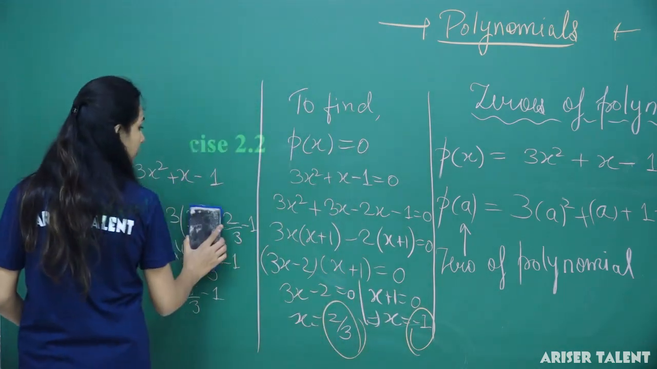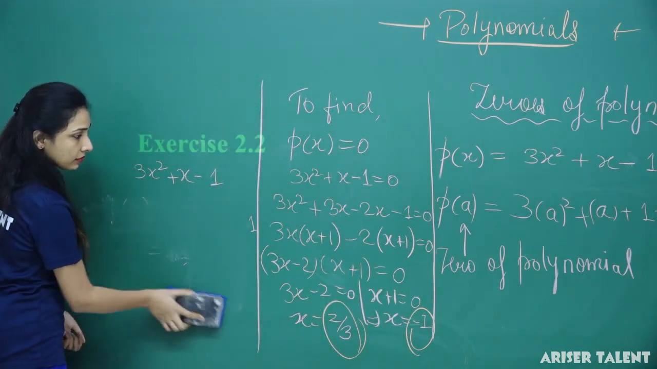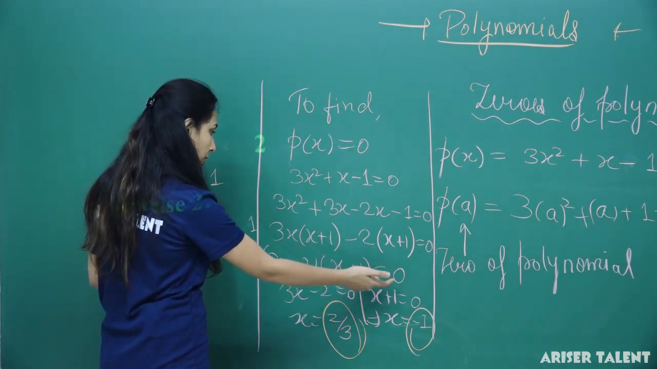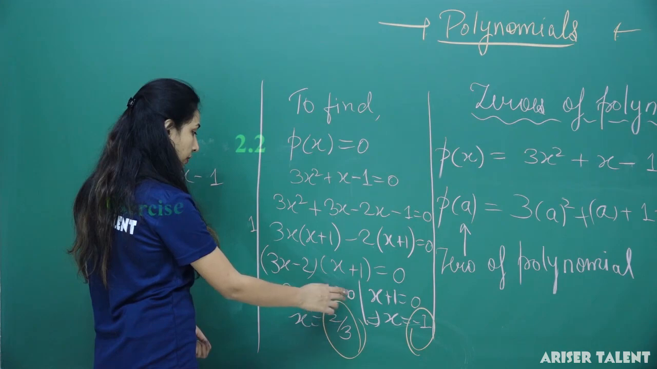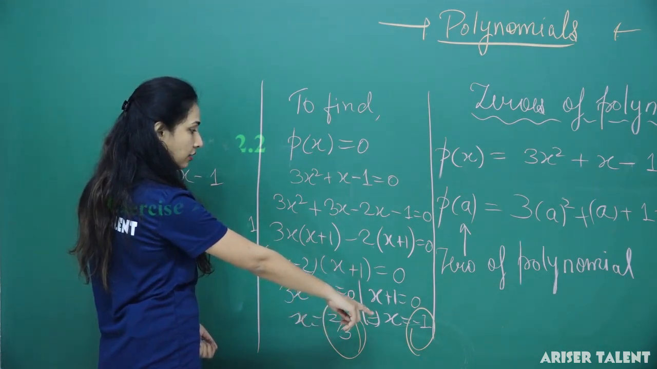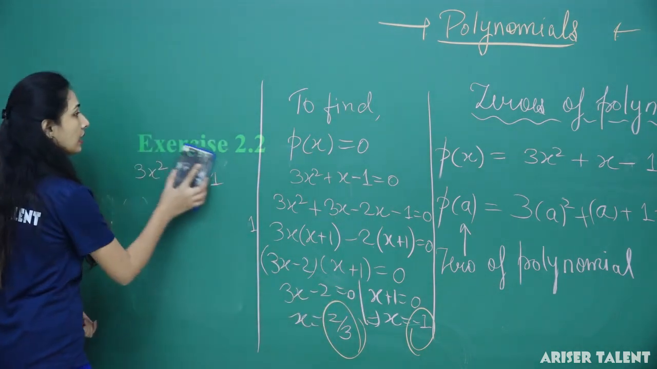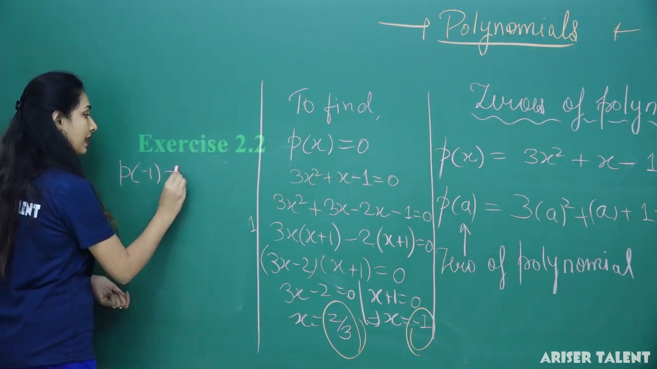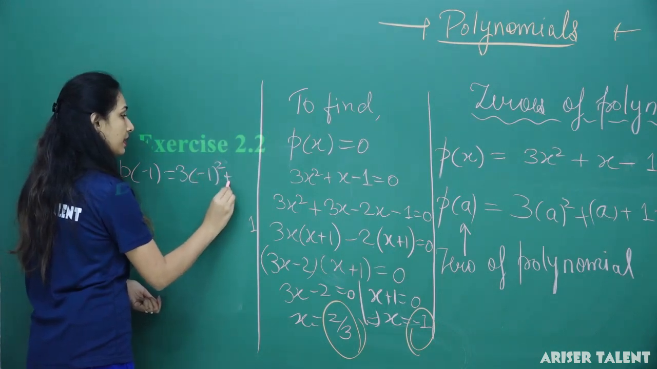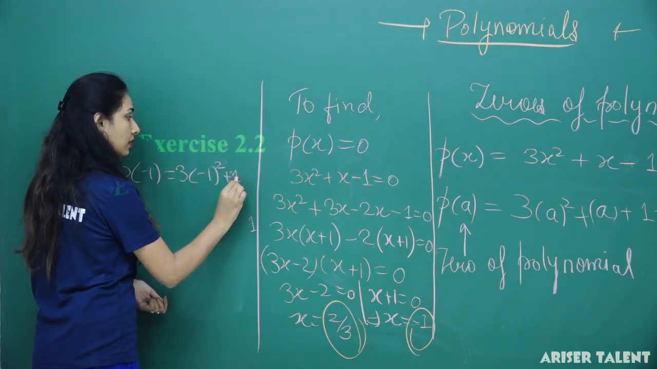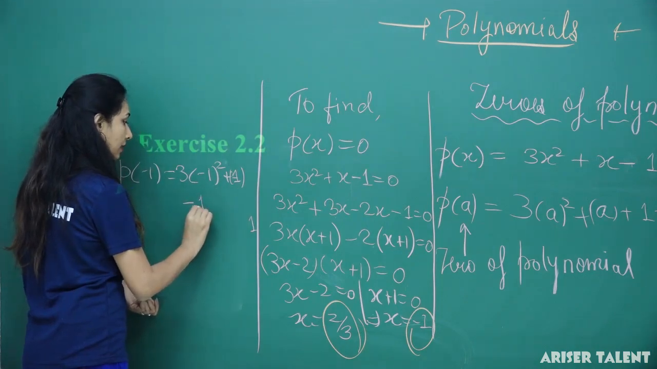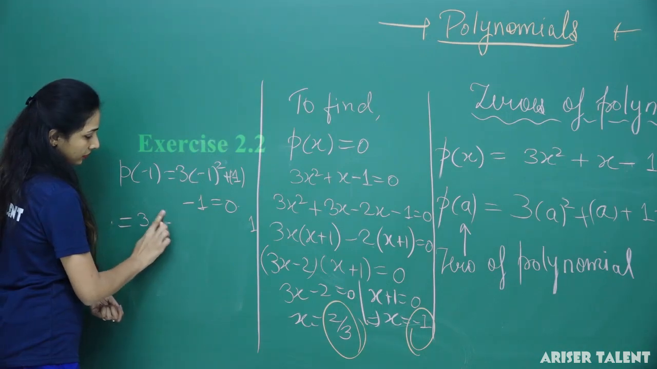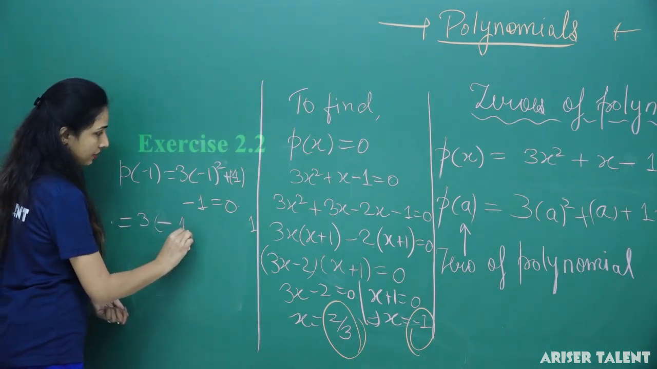What is that? We got this 3x minus 2, x plus 1 equals to 0, 3x will be 2, x will be equal to minus 1. So here if you got p of minus 1, you will be getting minus 1 whole square plus minus 1 minus 1 equals to 0.